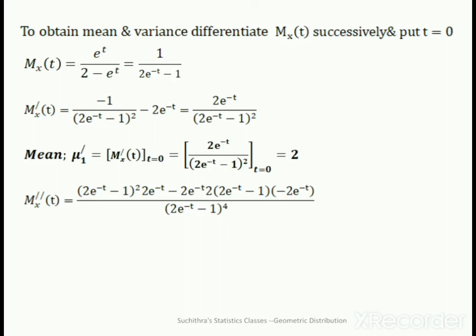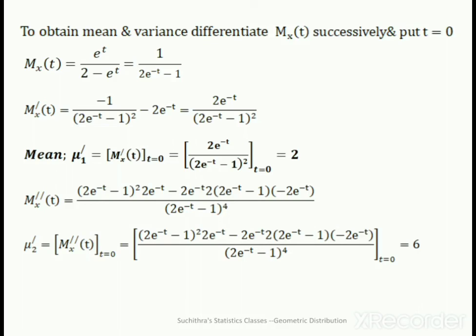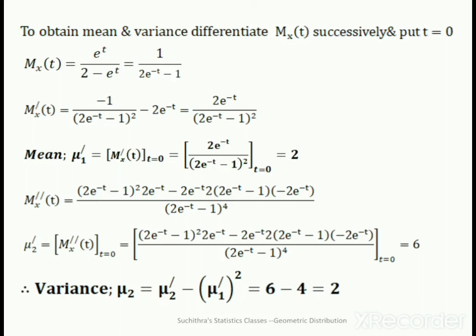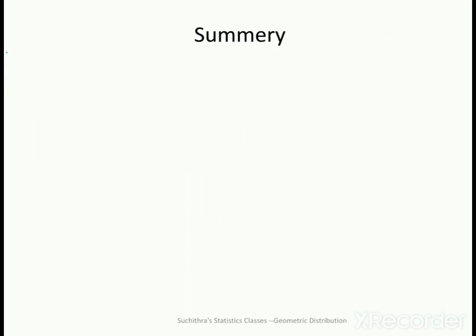Then M_x double dash(t) will be like this. Putting t equal to 0 in M_x double dash(t), we have mu2 dash, which will be 6. So variance mu2 equal to mu2 dash minus (mu1 dash) square, which is equal to 2.